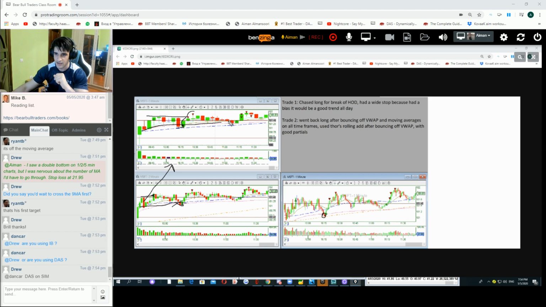I like this. This I'm not sure I would have taken, because looking at this whole day, what it was doing, how toppy it was, it started making lower high waves, lower high waves, lower high wave. I'm not sure I would have taken it to the long side right here. It's a little bit scary for me, at least.